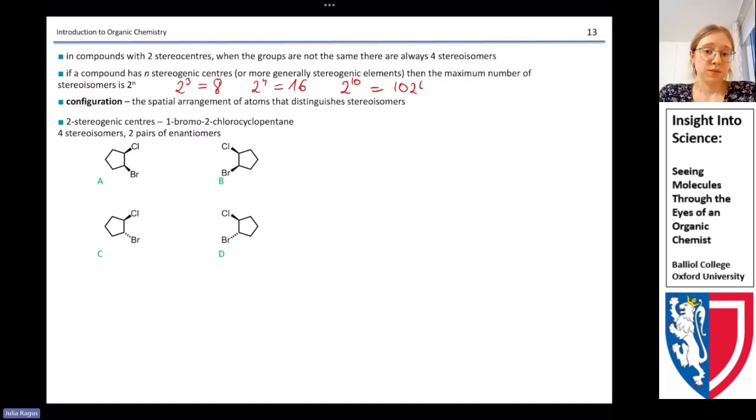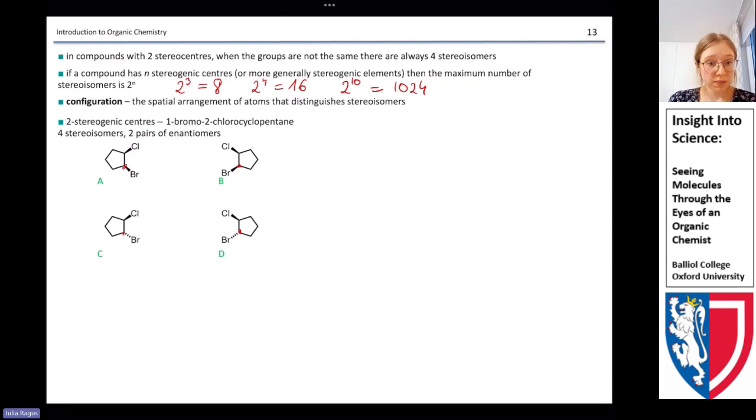So the arrangement of atoms that distinguishes stereoisomers is called configuration. So for example, A and C have different configuration on this atom. And same with B and D, different configuration here again. So let's go back to the example, 1-bromo-2-chlorocyclopentane, 4 stereoisomers. How are they related to one another?